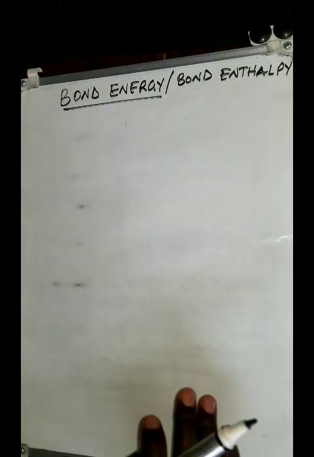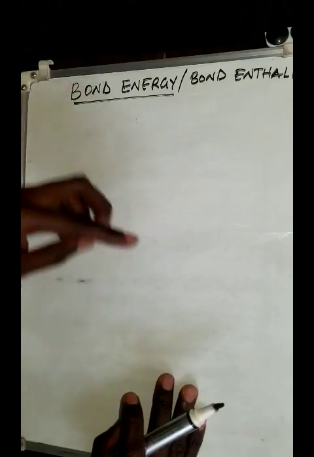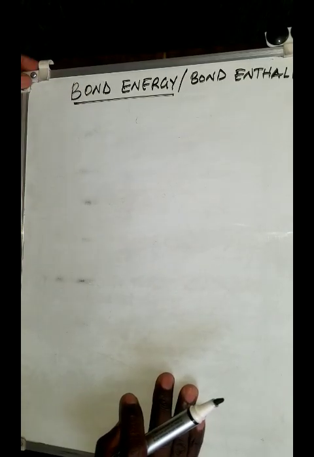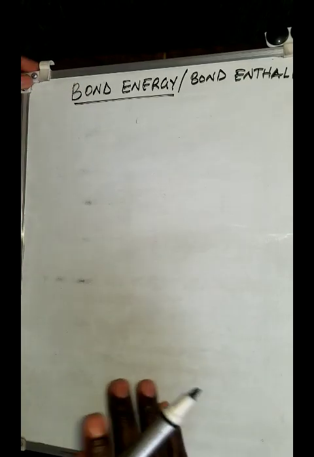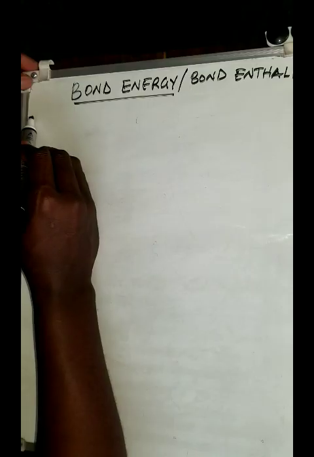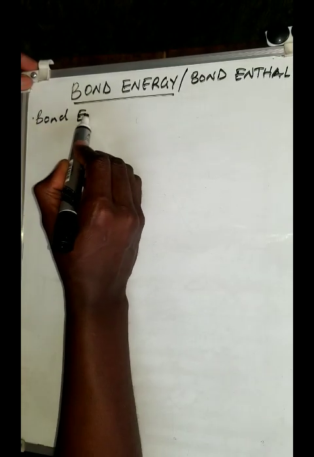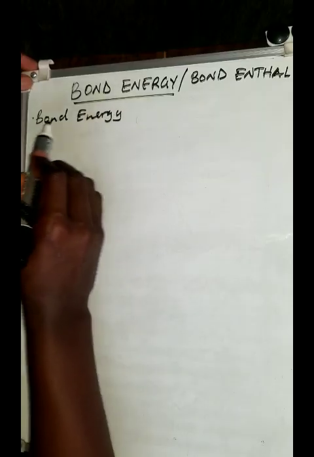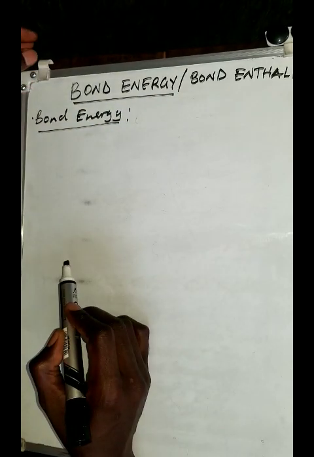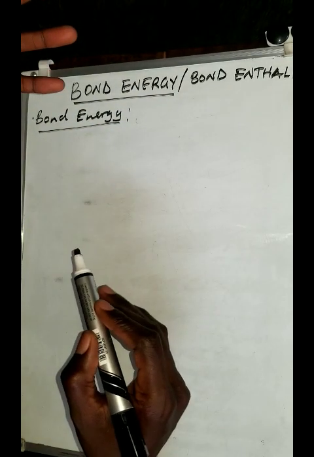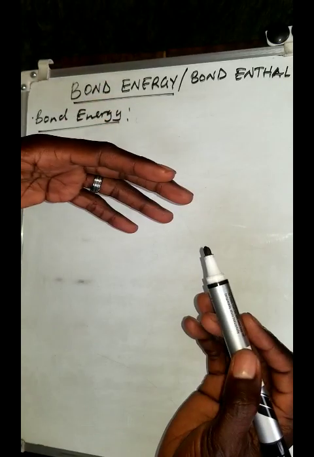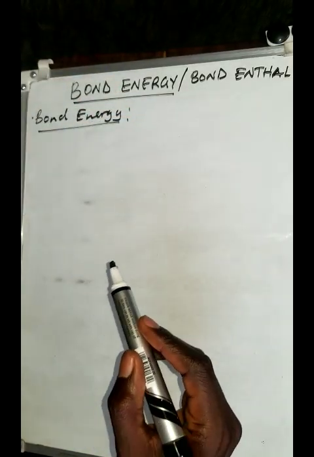Right, so in this discussion in our chemistry, I want to talk about bond energy, or bond enthalpy as we may call it. But what exactly is a bond energy? When we talk about bond energy, you can simply say that it is the amount of energy absorbed or released in breaking or forming one mole of a covalent bond.